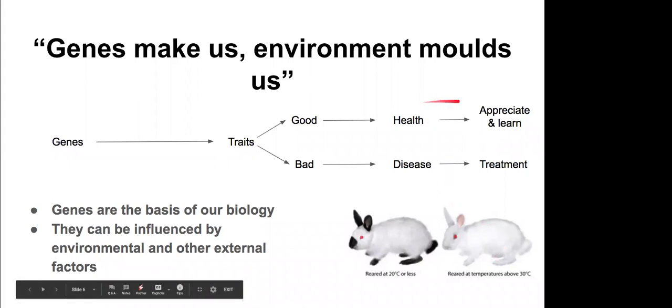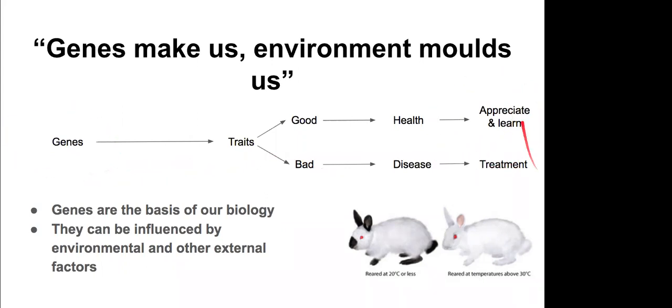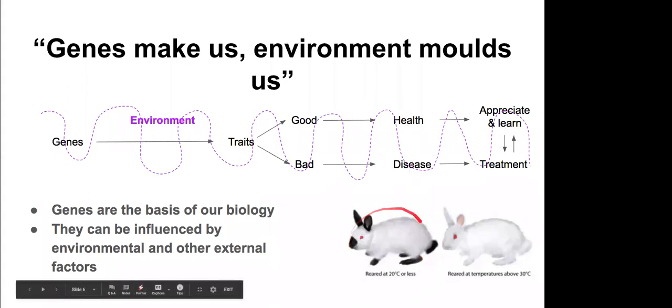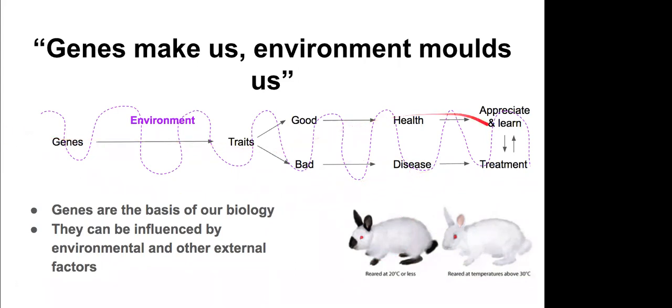And when you can appreciate and learn how to be healthy and what composes a healthy gene system, you can use it in discovering treatments and then applying it to cure diseases. And genes can also be influenced by the environment, which plays a role in how we function. For instance, this Himalayan rabbit, when it grows at 20 degrees temperature, it has these pigments. But when you just increase the temperature to about 30 degrees, these pigments go off. So, meaning to show that environment plays a huge role in how the gene function is shaped.